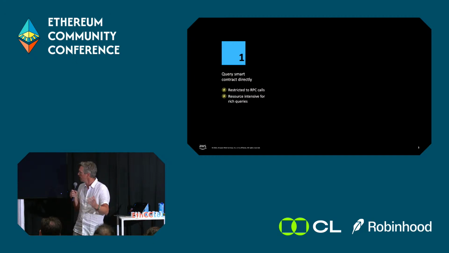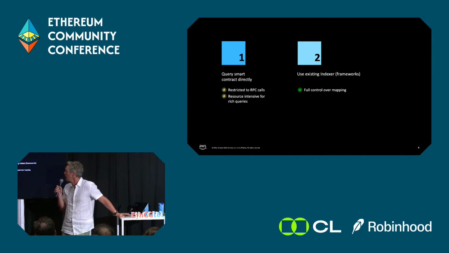There's all kinds of problems with it. You're restricted to individual RPC calls. You have to do them one by one. It's very resource intensive for rich queries because you're actually querying the node for every single bit of data. So it's really not a good way to do it. So we'll just skip over that.